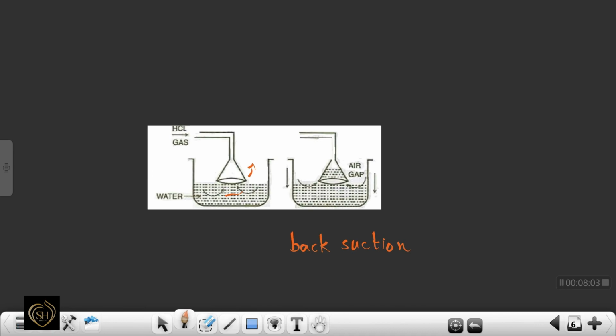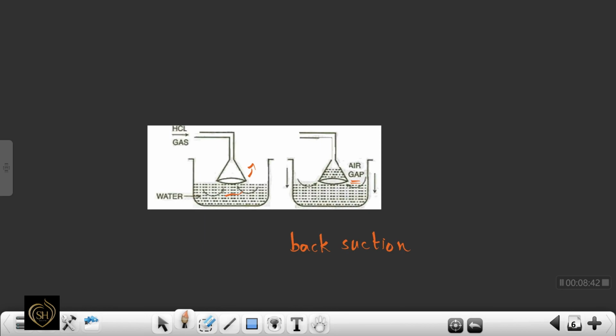In turn the level outside the funnel falls, creating an air gap between the rim of the funnel and the surface of the water. The pressure outside and inside then becomes equal, and the water which had risen in the funnel falls down again. This process continues till the water in the trough is saturated with hydrogen chloride gas, resulting in the formation of hydrochloric acid. This is the funnel arrangement setup to prepare hydrochloric acid.